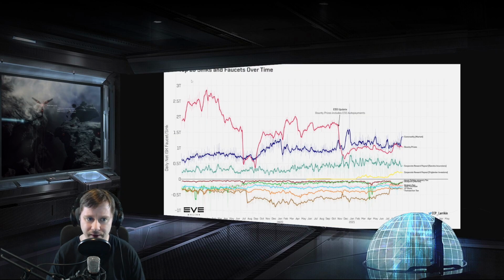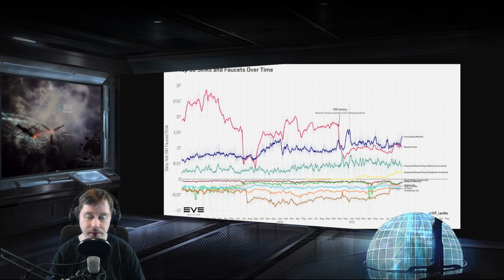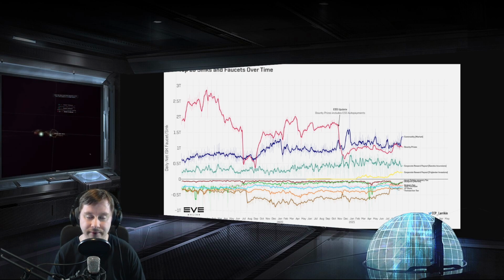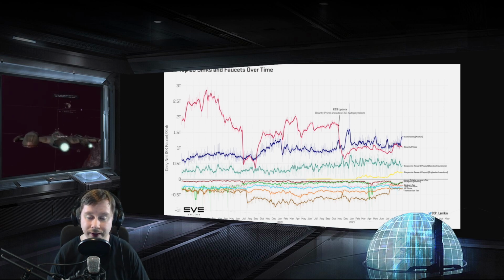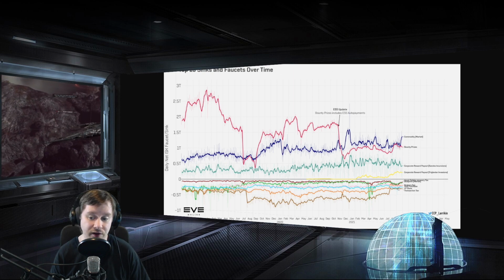Top dead sinks and faucets over time. So above here is the creation of ISK, down here is the destruction of ISK. You can see that transaction tax has lost quite a lot since CCP has lowered the taxes on the trading in NPC stations very, very substantially.